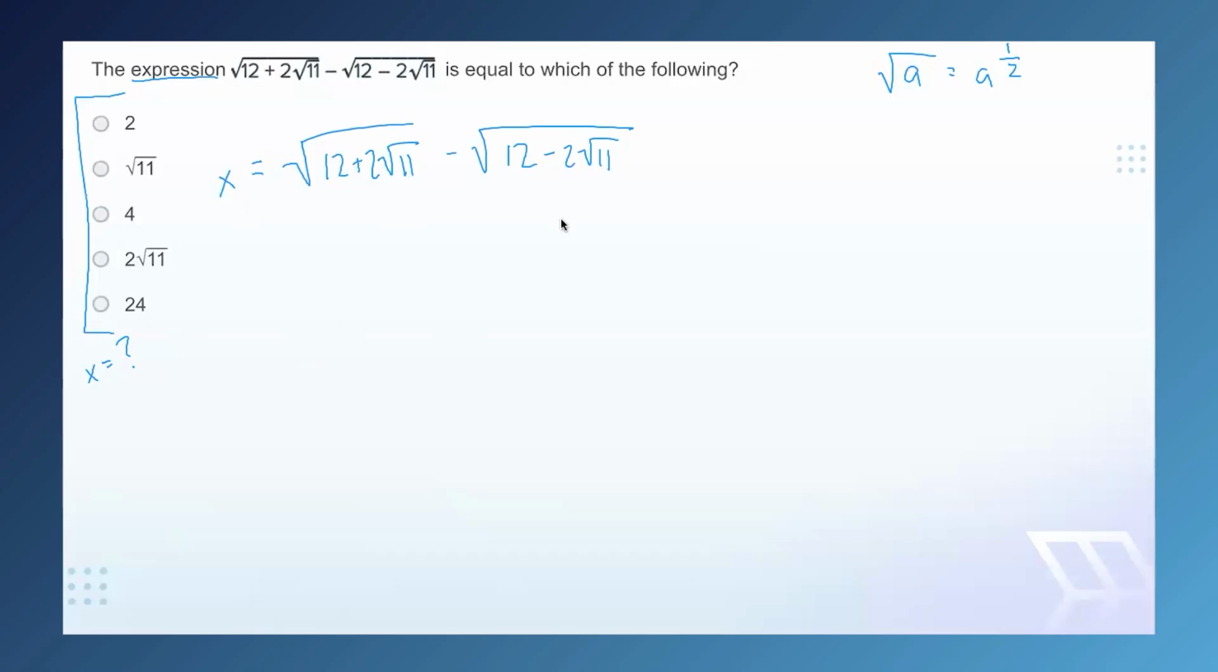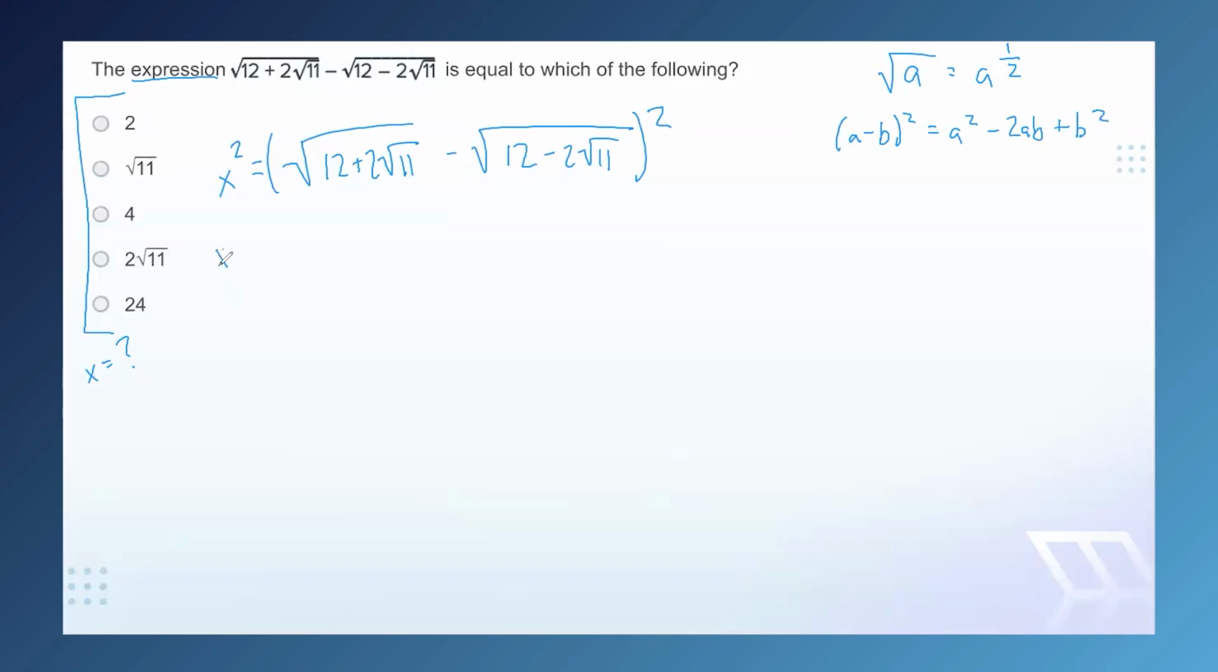While I'm dealing with square roots, let's square. Now, critically important, we need to ensure that we distribute our square across this subtraction. Now, if we are fluent with our perfect squares, we know that a minus b squared is going to equal a squared minus 2ab plus b squared.